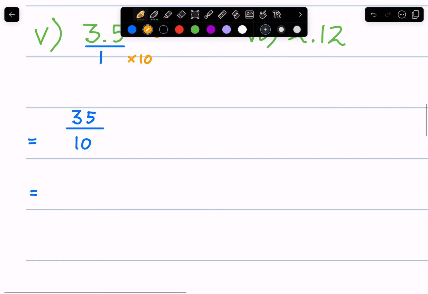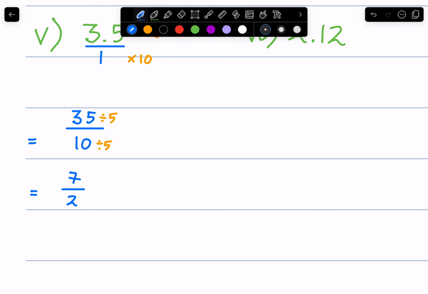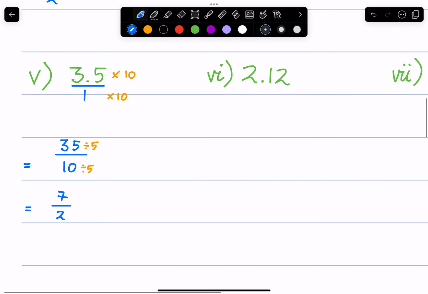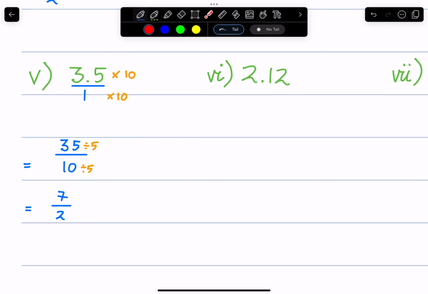And this can be simplified because both are multiples of 5. We can divide both of these by 5. 35 divided by 5 is 7. And 10 divided by 5 is 2. So 3.5 is equivalent to 7 over 2.